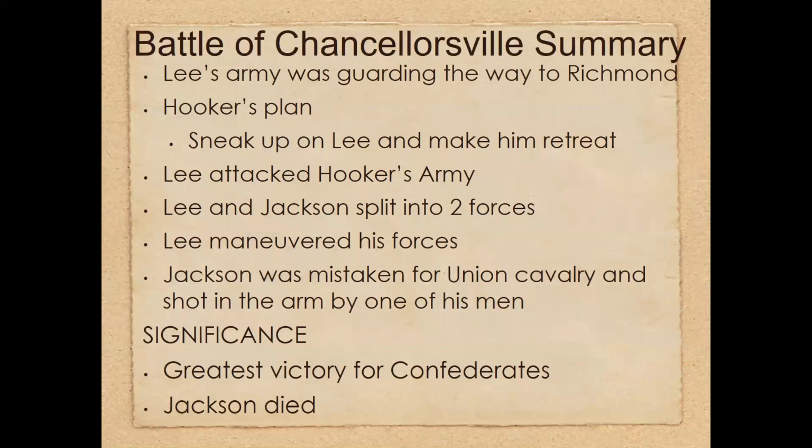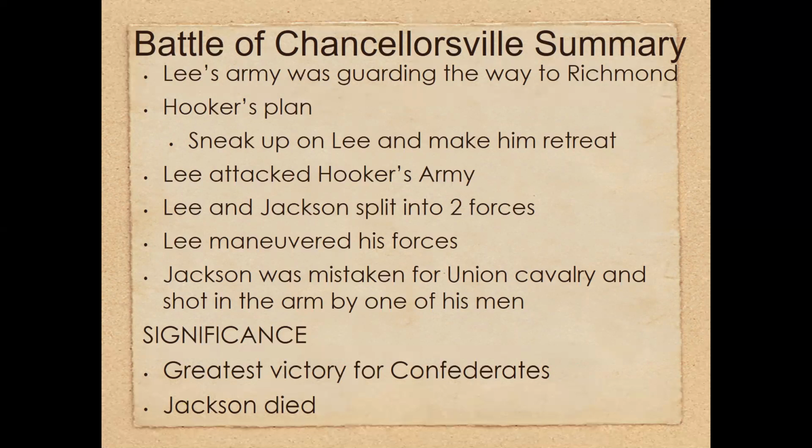Okay, so Battle of Chancellorsville summary. Let's get right into it. So Lee was guarding the way to the Confederate capital of Richmond. Remember, it was kind of like that whole capture the flag thing with capitals. That's where a lot of a country's money is, power, leaders, resources. So if you can get a hold of their capital, it's usually a shoe-in most times when you're combating against one another via the war.